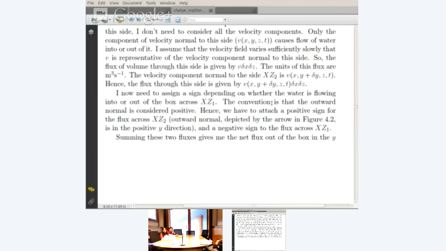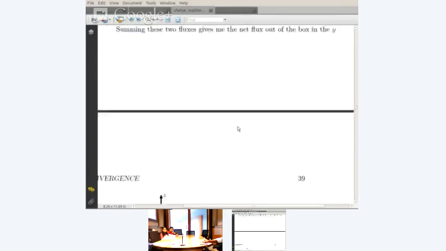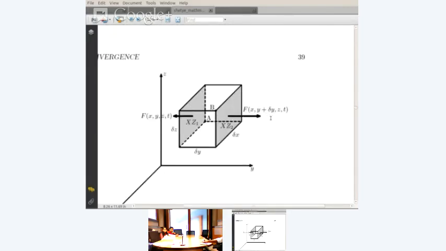I need to assign a sign depending on whether the water is flowing into or out of the box across xz1. The convention is that the outward normal is considered positive. This is standard convention in mathematics. Hence, we have to attach a positive sign for the flux across xz2. Why? Because the outward normal would show flow out of the box. So we assign a sign plus to it. The arrow shown here is in positive direction, but V is in the opposite direction.